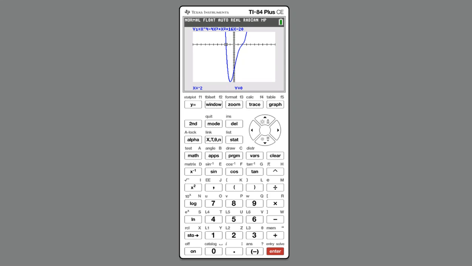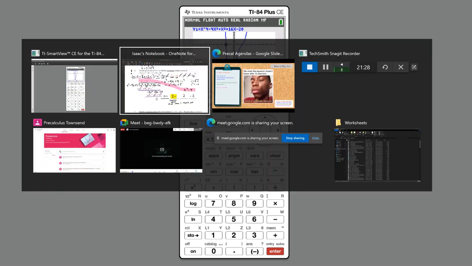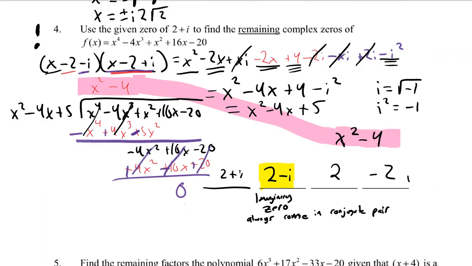So if I had a calculator, I would personally just graph, go straight to the x-intercepts, and I would have those two almost instantly. The only way you would ever get this one, even with the calculator though, is to know that imaginary zeros come in conjugate pairs. If we tell you 2 plus i is a zero, it is expected that you know 2 minus i is also a zero.